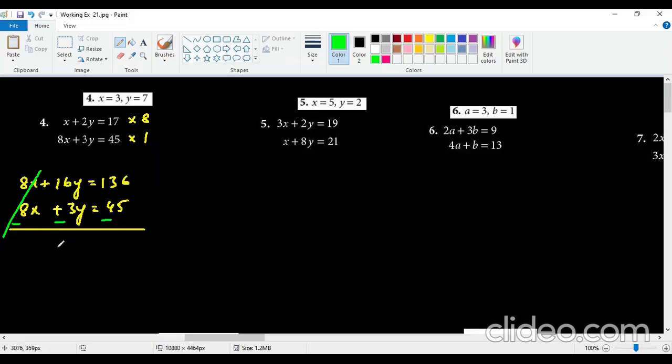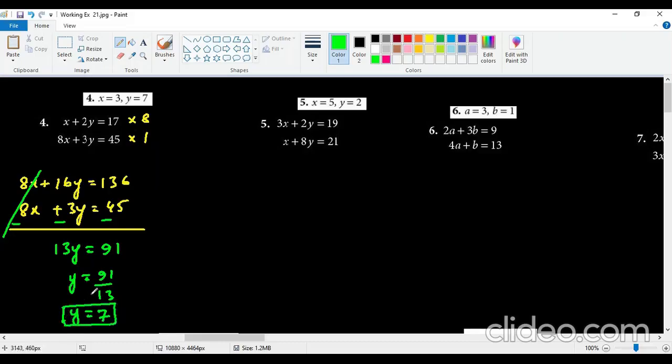That means 13y equals 136 minus 45, which gives us 91, and the y value is going to be 91 divided by 13. 91 divided by 13 is going to give us 7. So the value of y is 7.